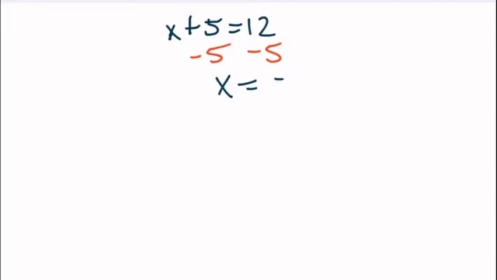Let's do x plus 5 is equal to 12. So we subtract 5 on both sides. So 12 minus 5 is equal to 7. So 7 plus 5 is equal to 12, and that is 12 equals 12.